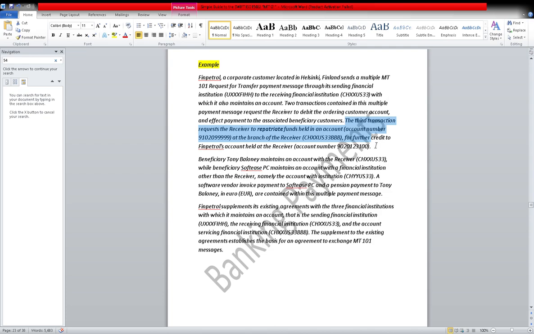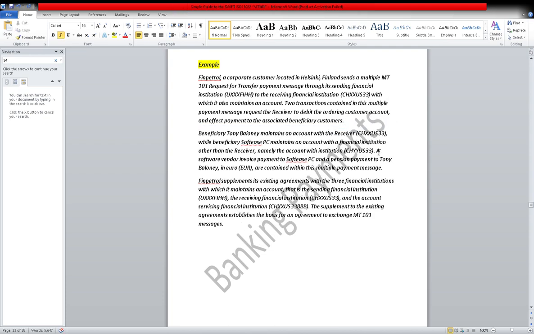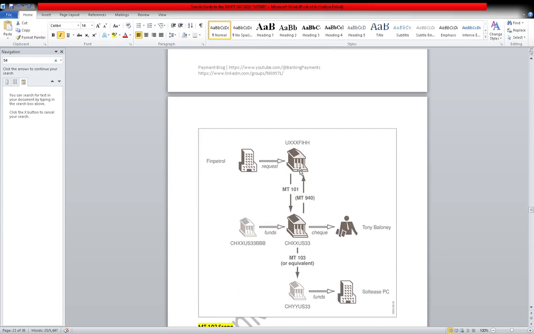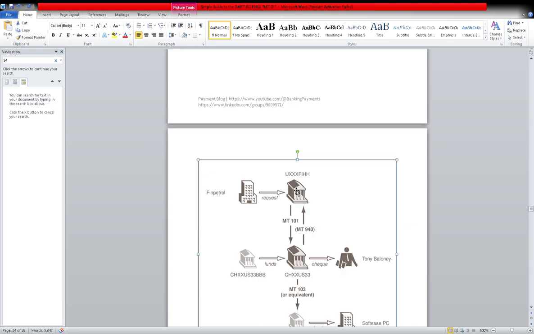This is a confusing statement to understand at this level, so I'm removing it. Just remember that two transactions contained the multiple payment message requests sent by the ordering customer. From this MT101, Reliance Industries has given an order to Reliance Bank to send this payment to maybe HDFC Bank, the middle one. Throughout the day, multiple MT101 messages are sent. I have removed the third payment, so only two MT101 payments are sent.